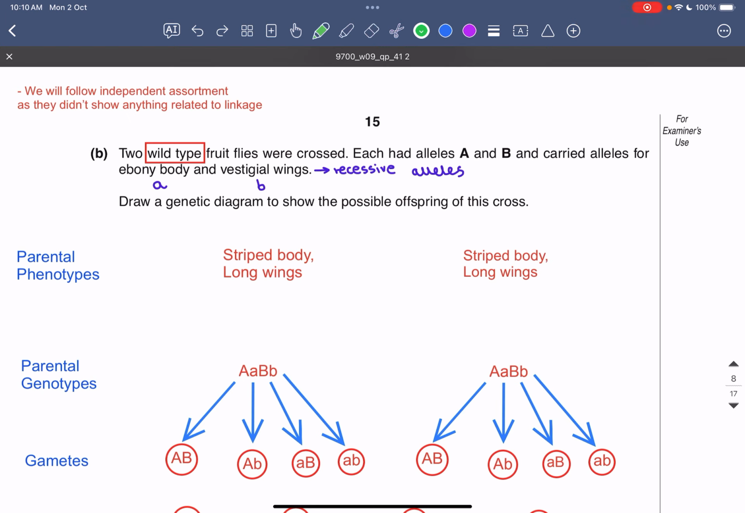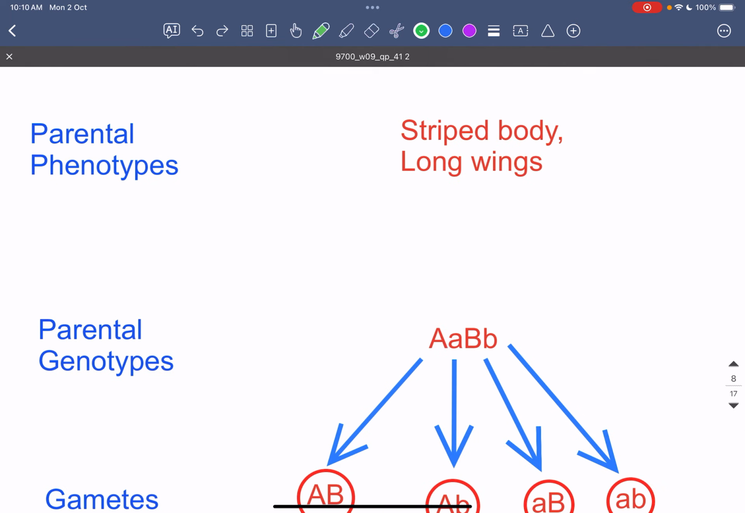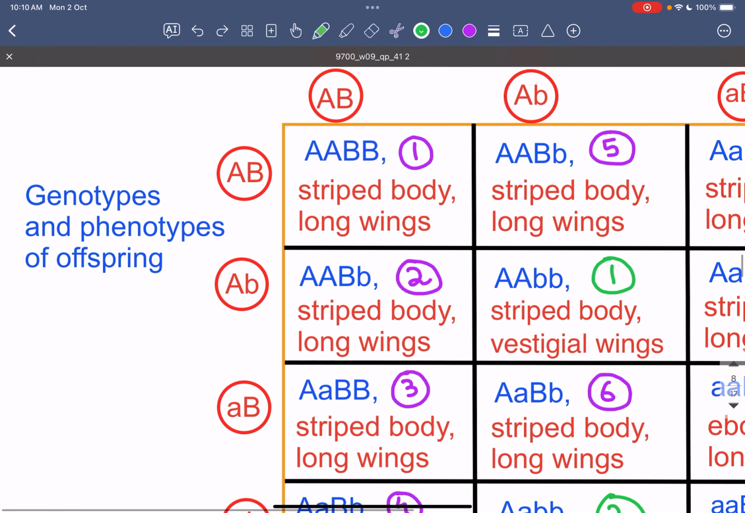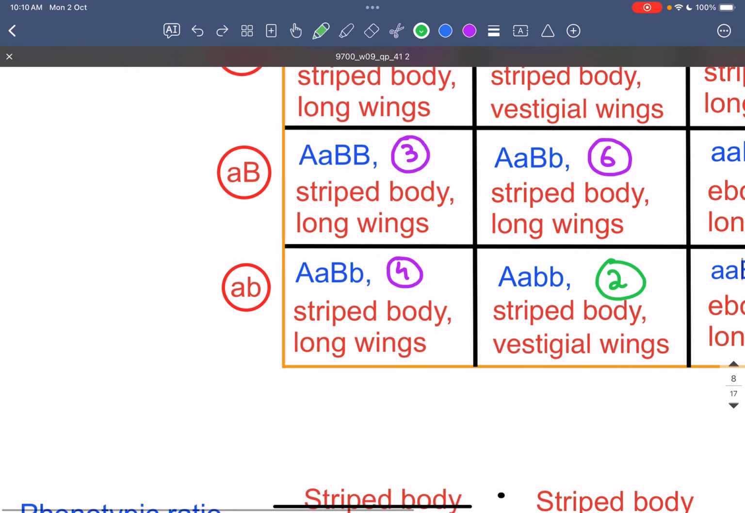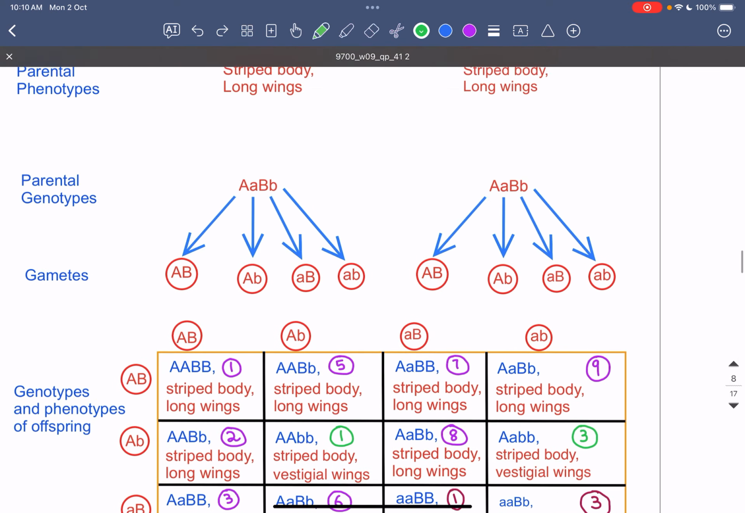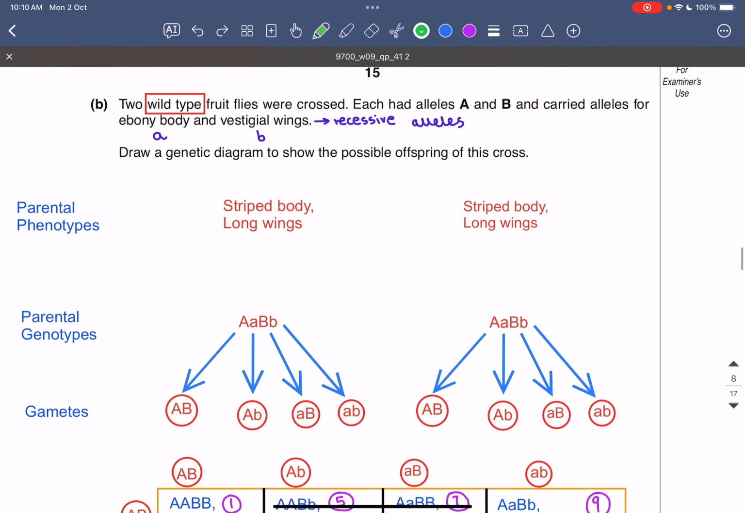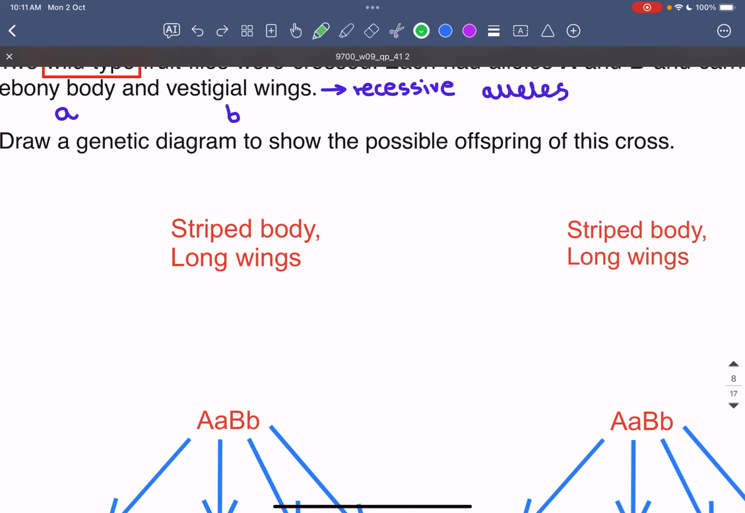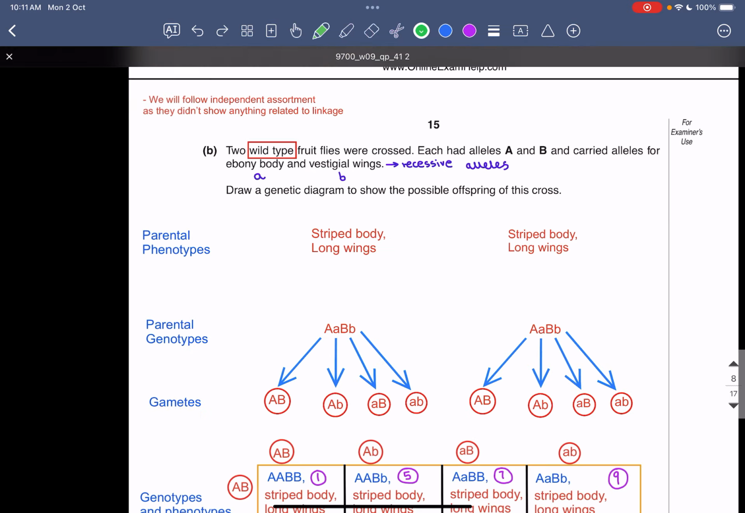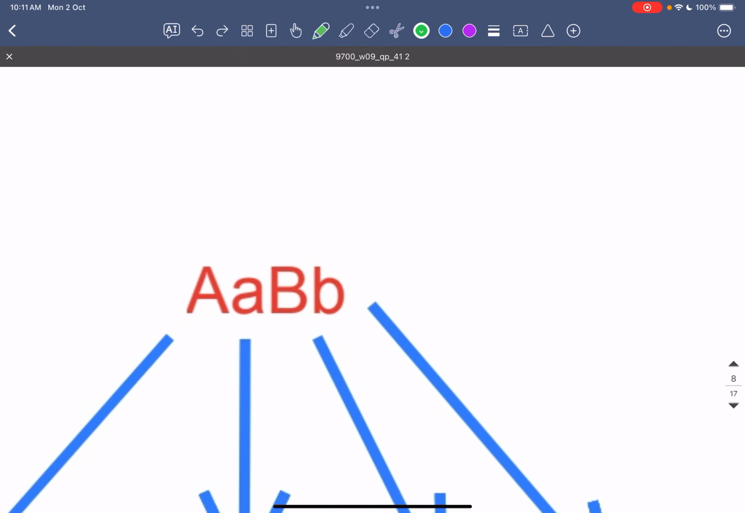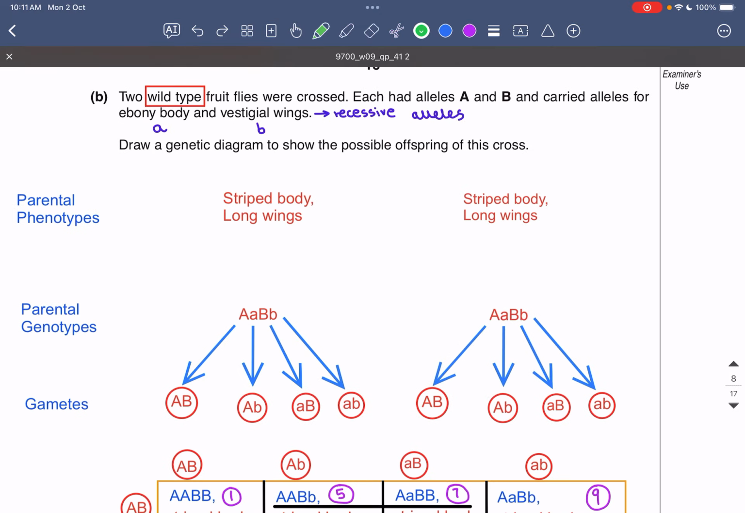So the tip and the trick to draw a genetic diagram as fast as possible: first you will write parental phenotypes, parental genotypes, gametes, genotypes and phenotypes of offspring, and phenotypic ratio. Since two wild type fruit flies are being crossed, their phenotypes will be striped body and long wings for both, and their parental genotypes will be capital A, capital B, small b. It's the same for the other one.